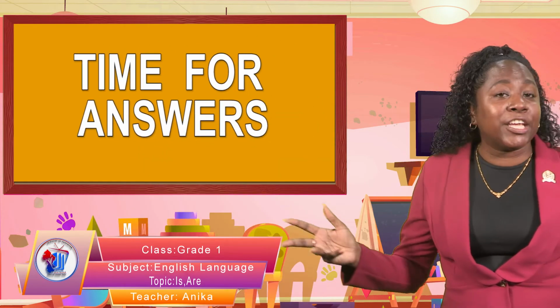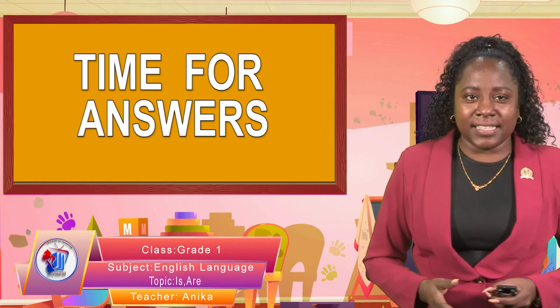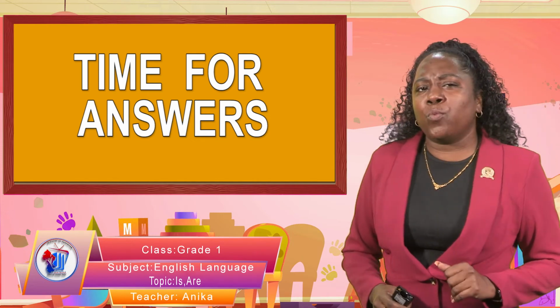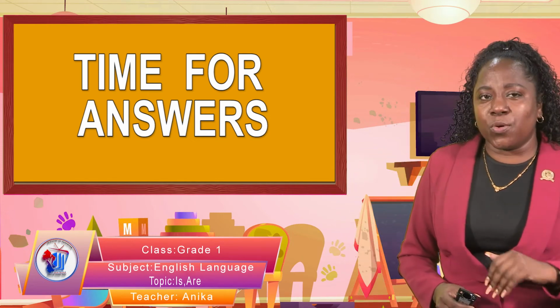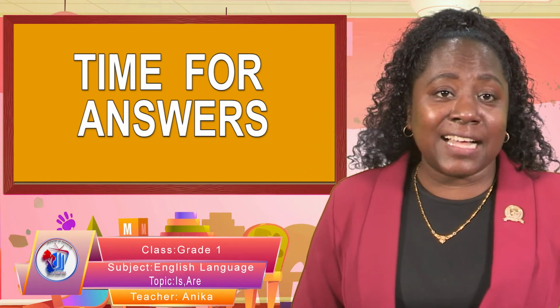Time's up. I hope you were able to finish writing those 2 sentences. Guess what? It is time for answers. It's time to check your answers to see if you would have had all your sentences correct, and then you can have a gold star. But even if you had 1 or 2 incorrect, that's okay. You're still learning. Are we ready to check on those answers?